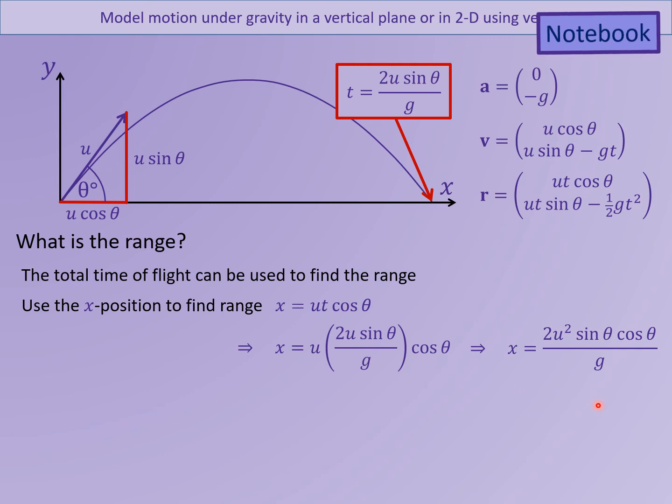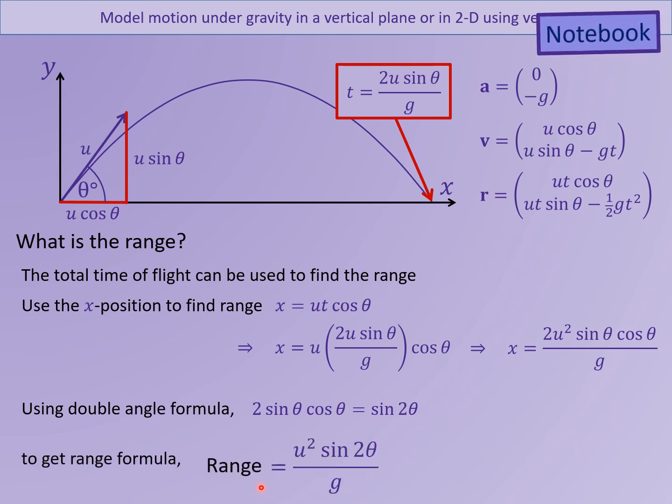Looks like a bit of a mess, doesn't it? But what's nice about this equation is that 2u squared sine theta cos theta, or just the 2 sine theta cos theta, you should recognise. 2 sine theta cos theta is one of your double angle formulas. So you can use the double angle formula, 2 sine theta cos theta is equal to sine 2 theta, just to simplify this down a little bit. That's going to get us the equation for the range. u squared sine 2 theta over g.